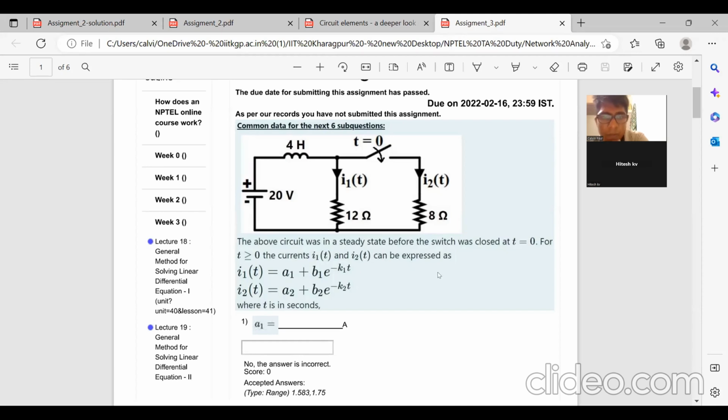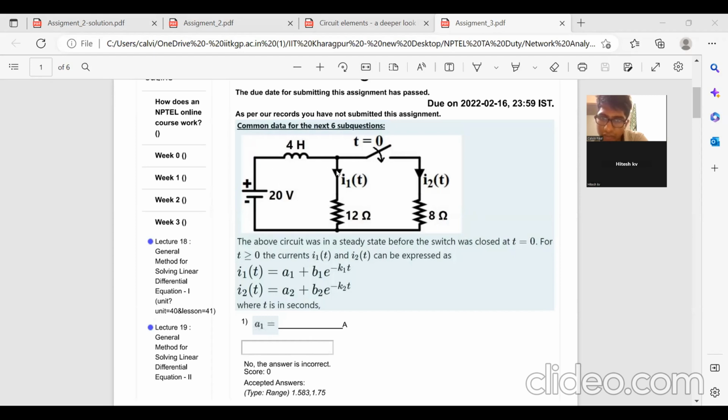Am I right? No, no. First, I'll just show you. The basic thing is, you have to get it in steady state. Initially, the whole circuit was in steady state before the switch was closed at t equal to 0. So before the switch was closed at t equal to 0, there was current flowing like this. So you'll first have to find out what was the value of that current.